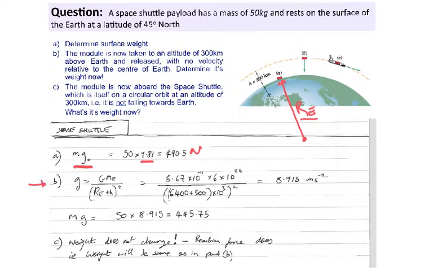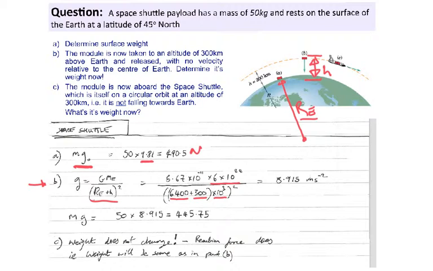Now, going into part B, if you then consider that you've moved an extra height above the surface, you then have to increase the separation by the same amount. And because gravity is inversely proportional to the separation squared, you then have this distance here. So you have 6400 kilometers for the radius of the Earth, 300 for its altitude, and then times by 10 to the 3 to get it into meters.